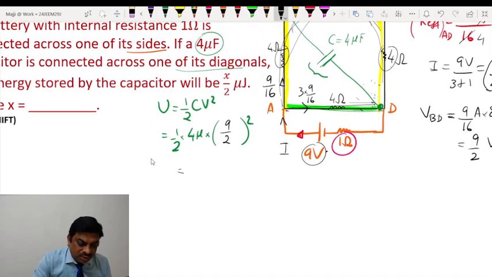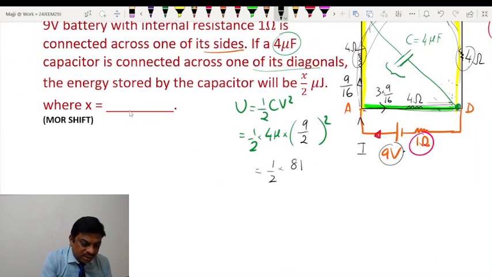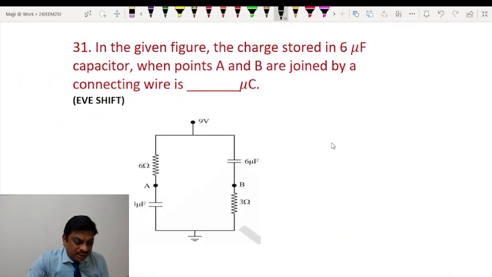Okay students. So finally this 4 gets cancelled. Here 2 will be left and here 81 will be left. So the energy is 81 microjoule. Of course micro will remain here students. Then moving to the next question.